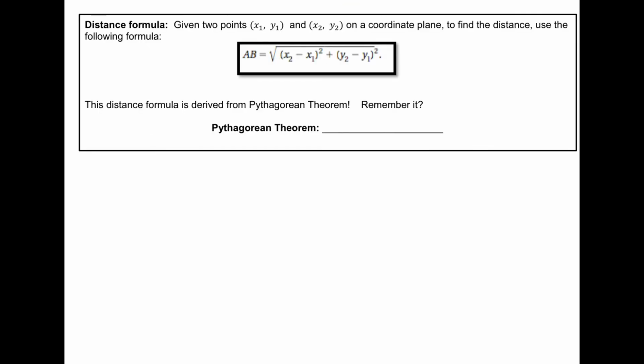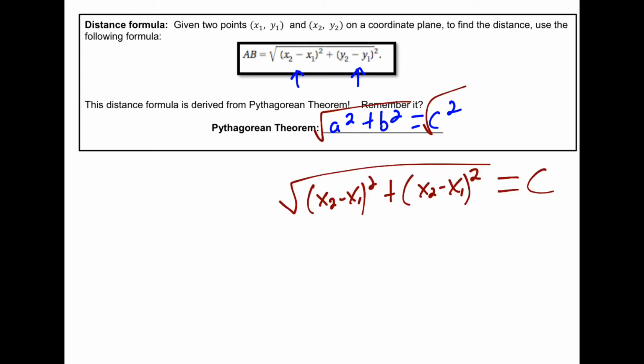The next formula we look at is the distance formula, which reads that the distance between A and B is equal to the square root of the difference in x-coordinates squared plus the difference in y-coordinates squared. Do you remember a squared plus b squared equals c squared? That's what we use. We just take the square root of both sides and we replace a with x2 minus x1, and we replace b with y2 minus y1. And that's how we get this distance formula.